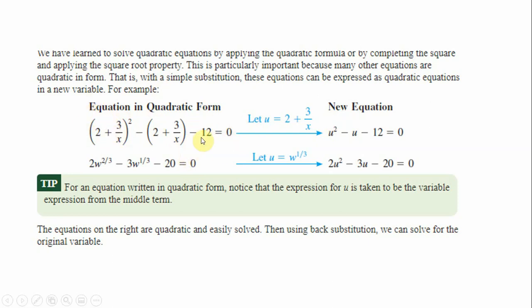What I want to do is recognize this as what I call a quadratic form. It's an equation in quadratic form: I've got something squared, minus some multiple of something, minus 12. So if I let u equal 2 plus 3 over x, just as a placeholder so I don't have to think of this all over, this looks just like u squared minus u minus 12 equal to 0. I can solve this for u. But I have to remember that u is equal to 2 plus 3 over x, and then I have to solve for x.